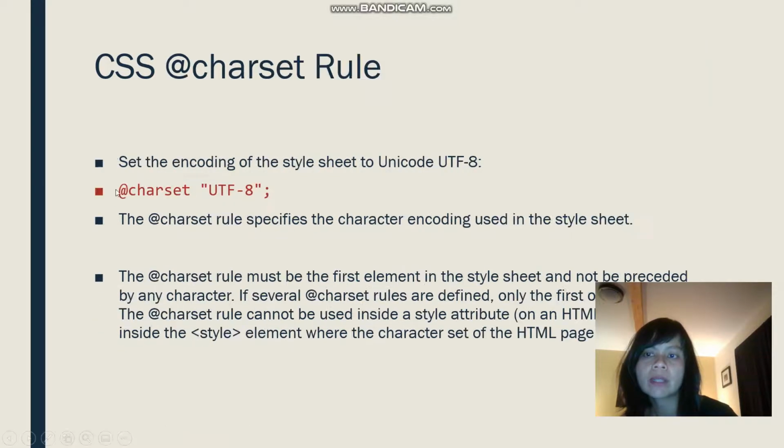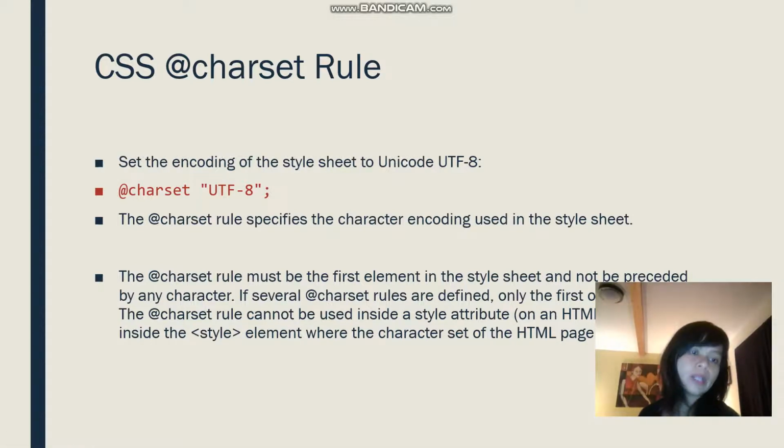So this here, the character set rule will be the first line in any CSS document. It must be the first element and not be preceded by any character. You cannot put anything before it, nothing. This must be the first thing on your CSS document. So if several character set rules are defined, only the first one will be read. It cannot be used inside of a style attribute. So for example, in the p tag where I entered the style attribute, you cannot put it in there. Okay.